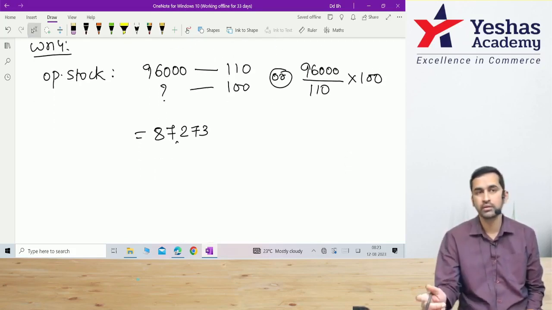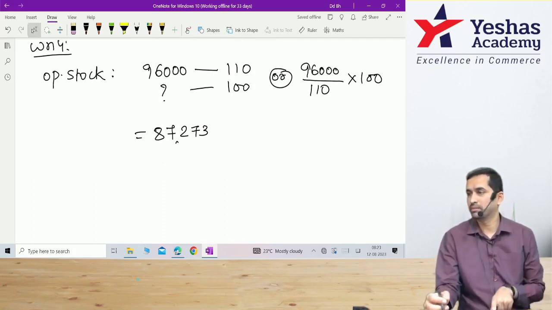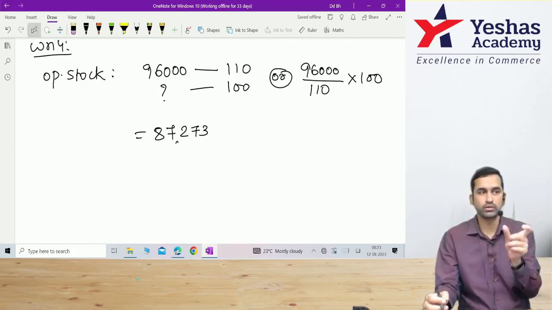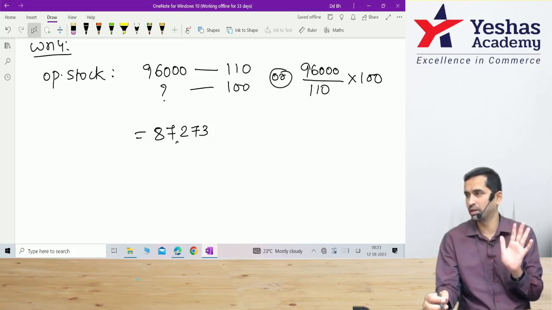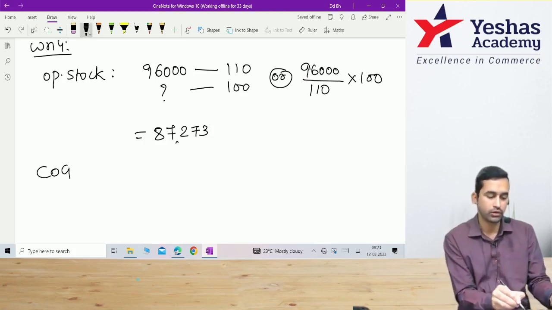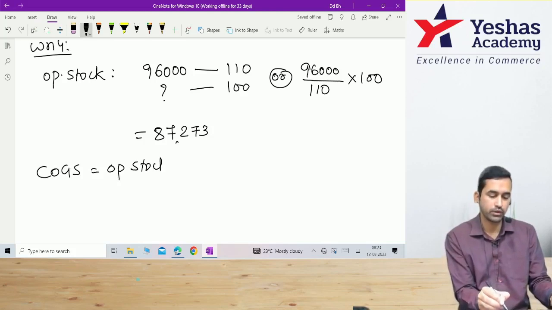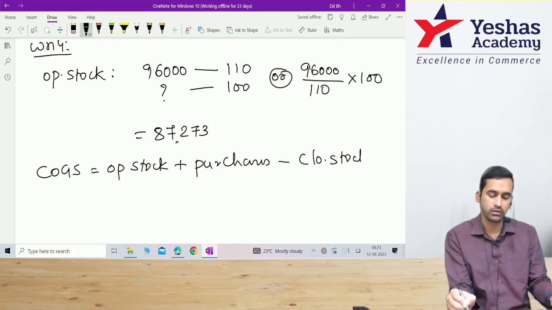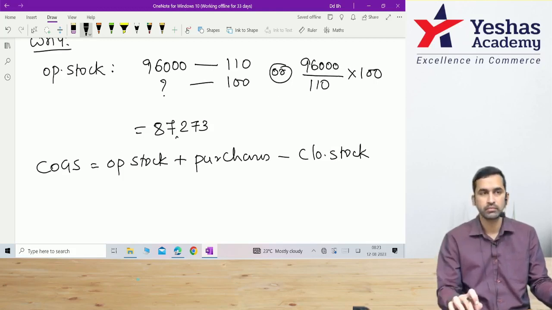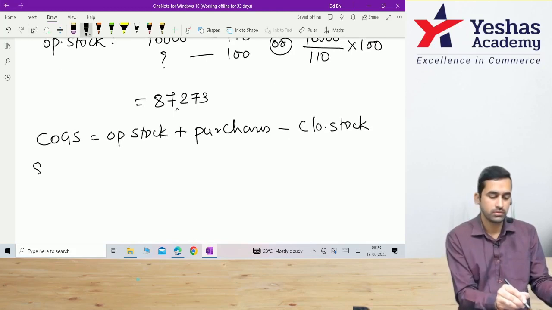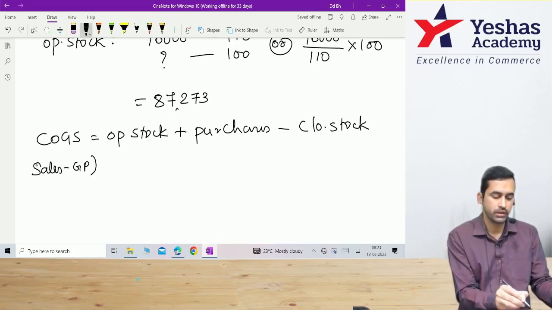Hold on before you go back. I think with this I can find out one more number now. You have sales minus GP, cost of goods sold. You calculated opening and closing stock. Missing figure will be purchase. With that, my trading account will be fully done. Continue here. Cost of goods sold is equal to opening stock plus purchases minus closing stock. Where is cost of goods sold, by the way? Sales minus GP.